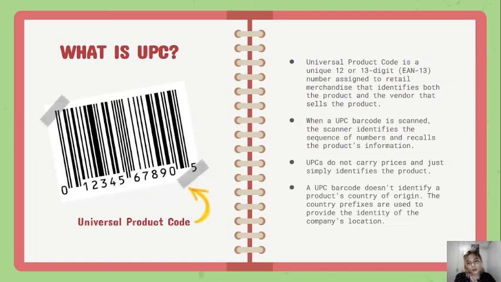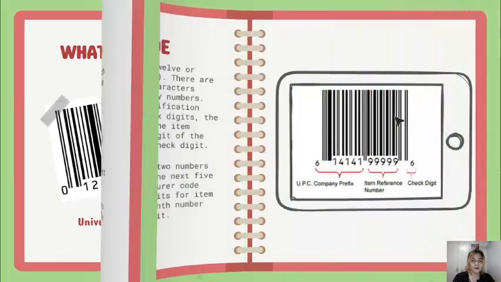Now, when a UPC barcode is scanned, the scanner identifies the sequence of numbers and reports the product information. It does not care about prices and just simply identifies the product. It also doesn't identify product countries or regions. So the product can be manufactured anywhere around the globe, but the country would always be what the country prefixes will provide.